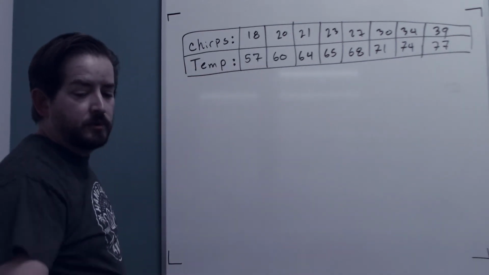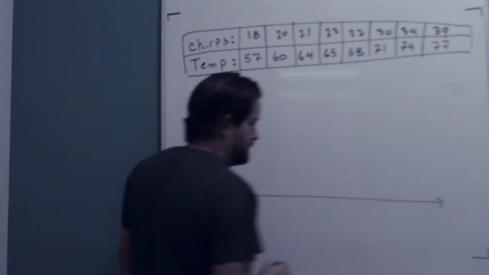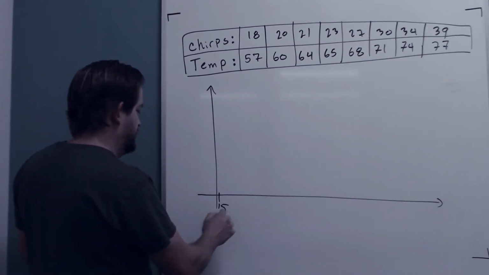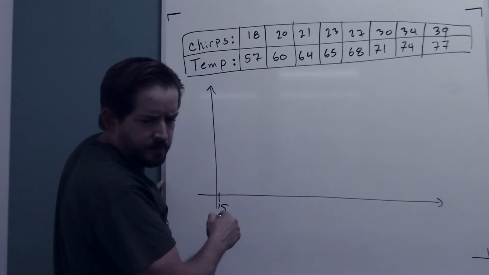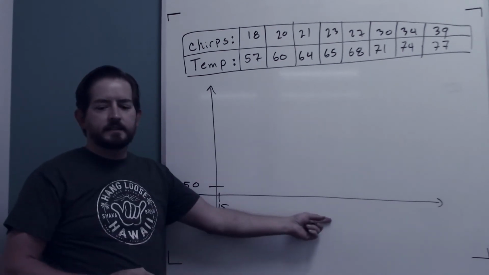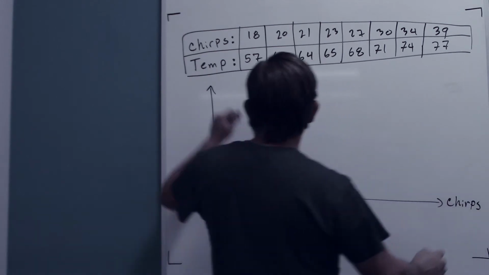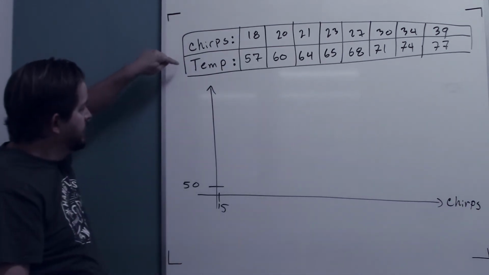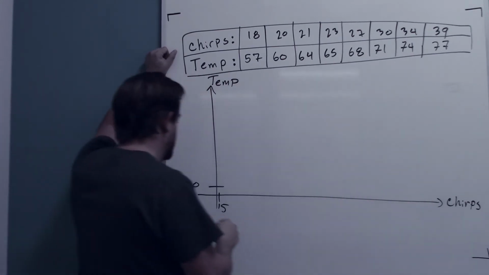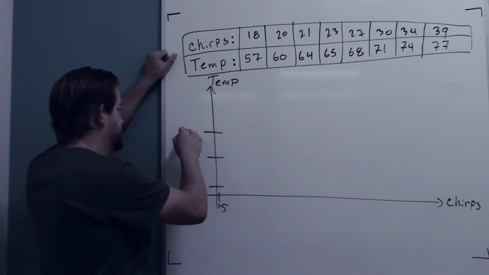And the example graphs these. I'll try to do my best in graphing these. So I'm going to start here at like 15 and start here at like 50. All right. So on the x-axis I have chirps, simply because it was listed first. And then the y-axis is temperature, so this will be temp and chirps. Right? So I go up to about 80, so 50, 60, 70, and 80.